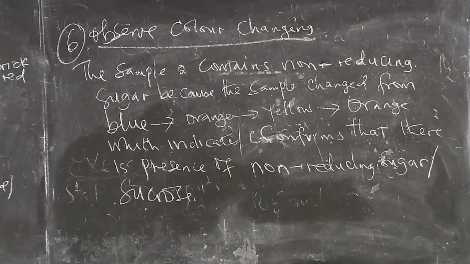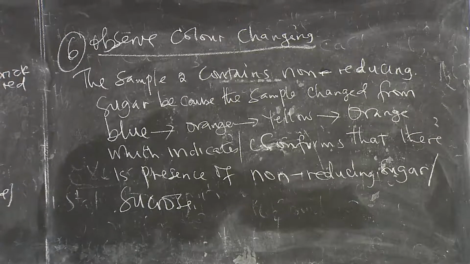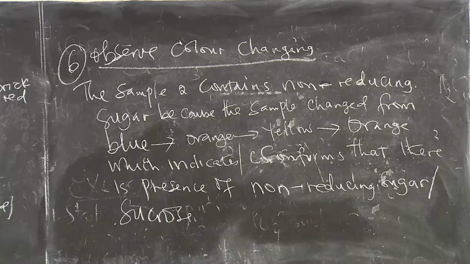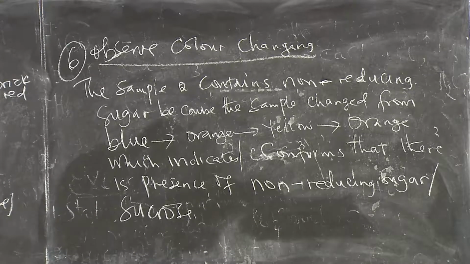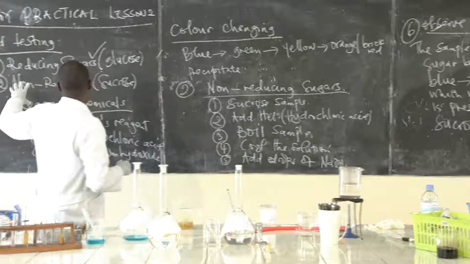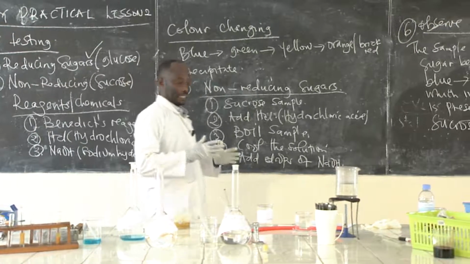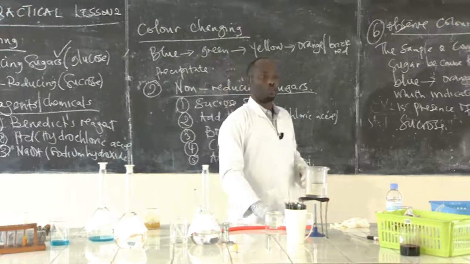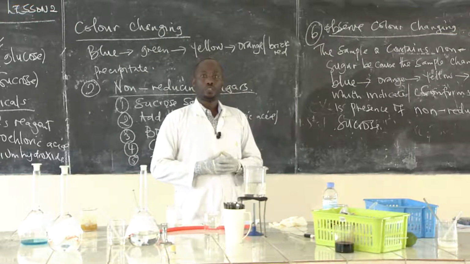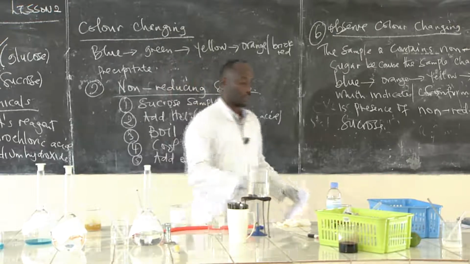Quickly, I'm telling you that we had sample 1, which was reducing sugar. We had sample 2, which was non-reducing sugar. And I said we can use this to test the presence of reducing sugars and non-reducing sugars. Students, I think I can give you an assignment or a homework. The lesson, I think, is very well understood and very clear. So I can give you an assignment and a homework which we can do together.